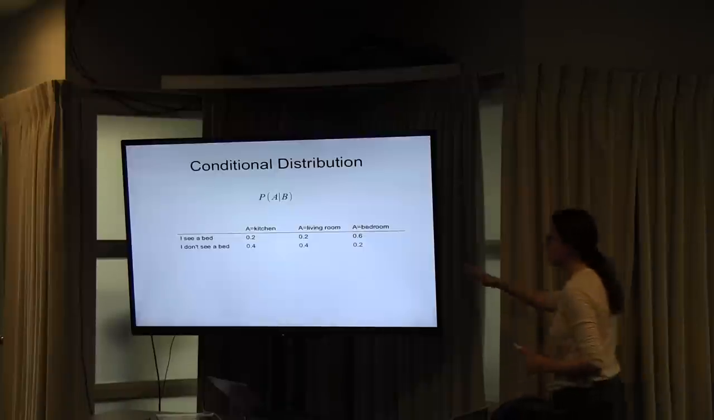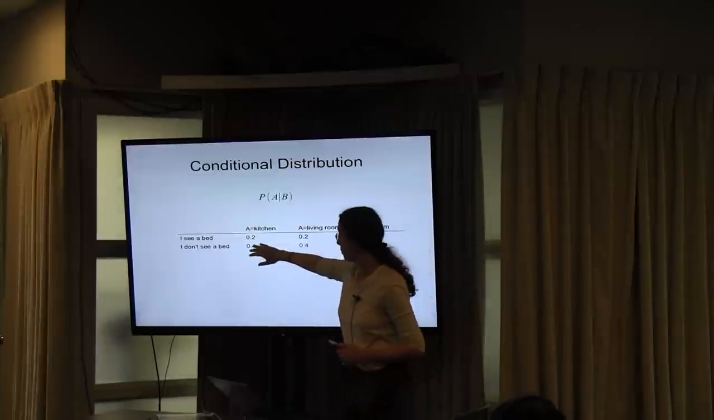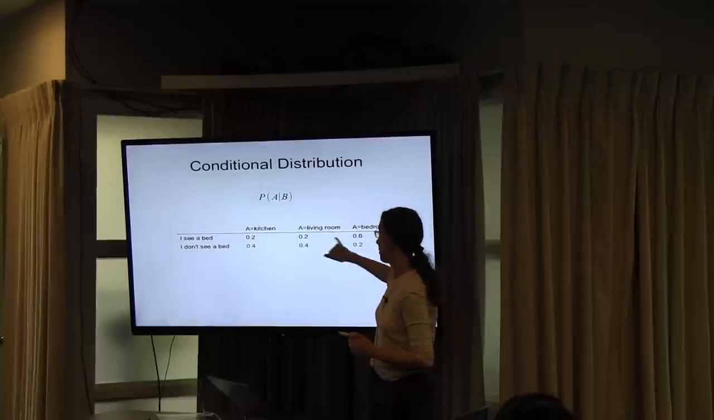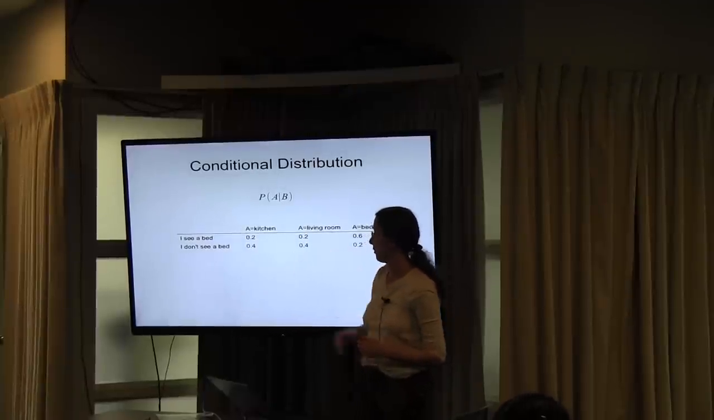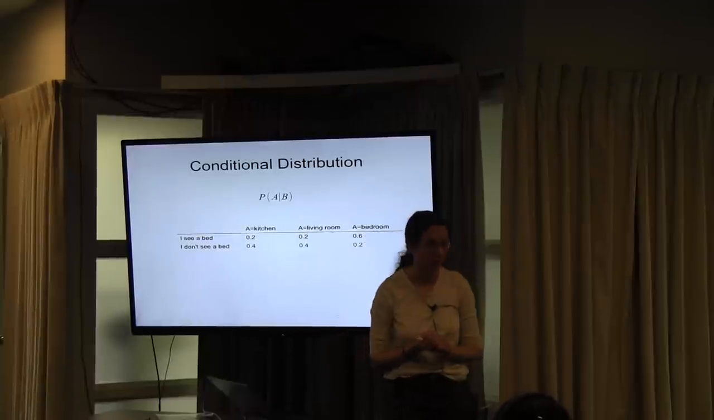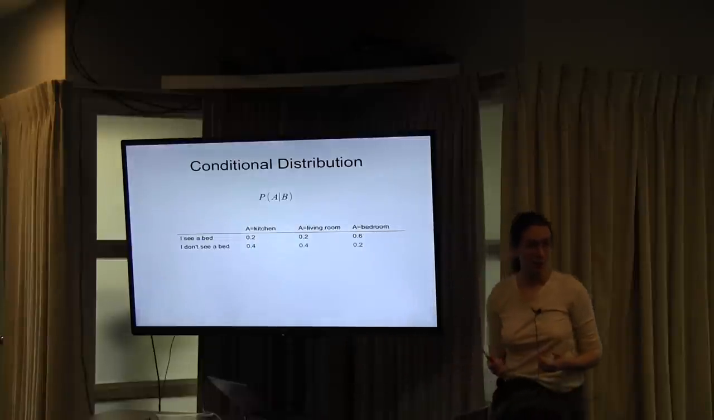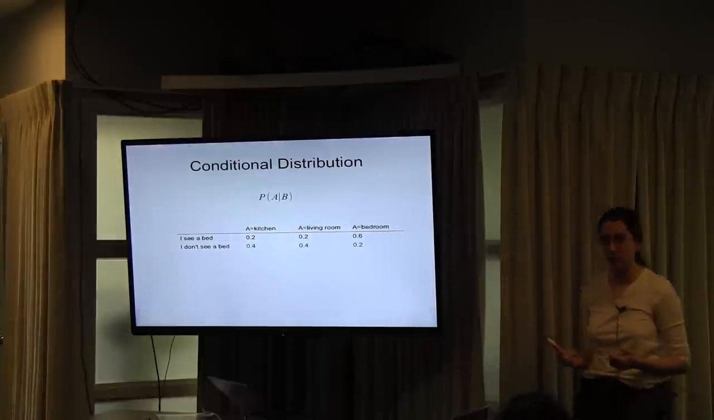In the conditioning distribution, when you're thinking about the world where you have a bed and you're coming up with these probabilities, you only need to think about that world. Like, what's the probability, if I know for sure that I'm in a kitchen, so I only need to look at kitchens, that there's a bed. Does that make sense?